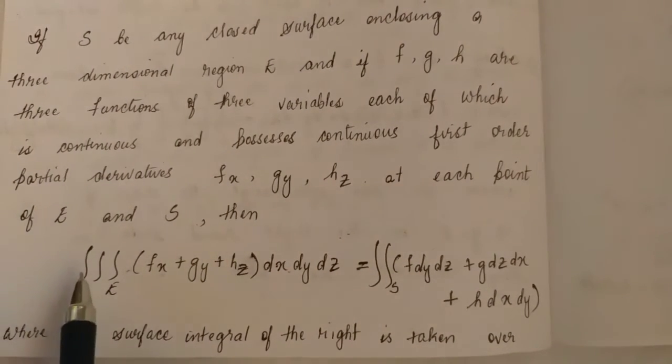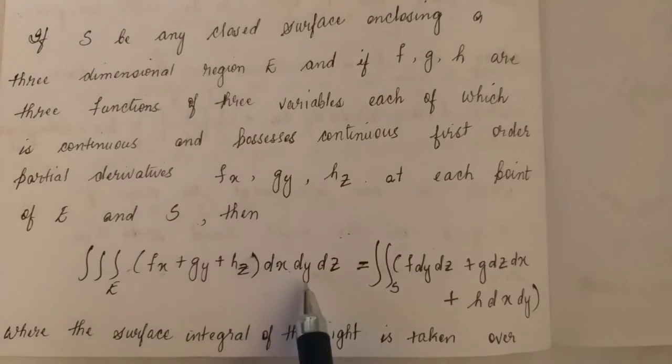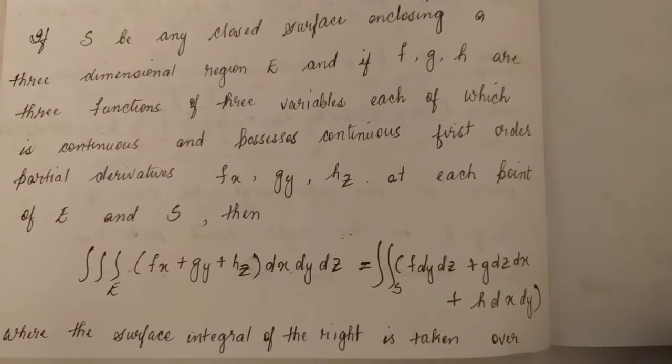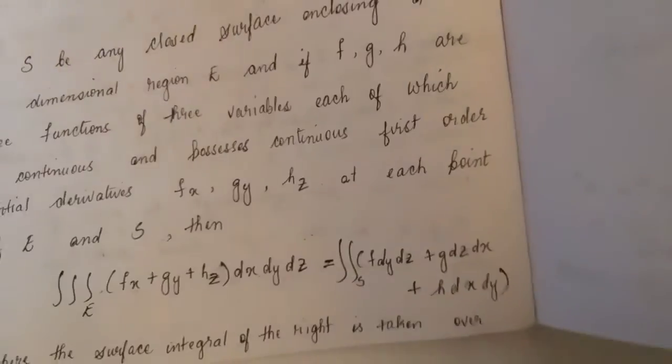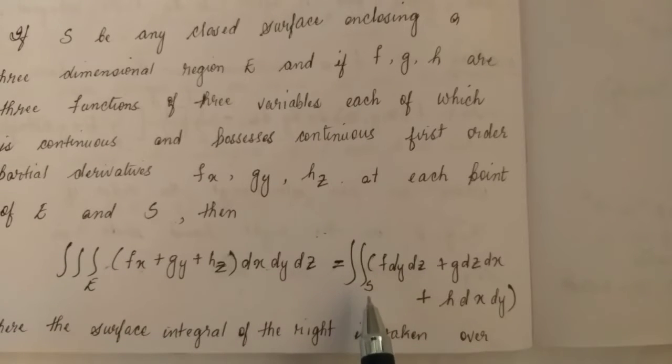in Gauss theorem you have the triple integral over E of f of x plus g of y plus h of z with respect to dx dy dz equal to the double integral over S f dy dz plus g dz dx plus h dx dy, where the surface integral on the right is taken over the exterior of the surface S. Remember, it's taken only on the exterior of the surface S. In Gauss theorem, we're trying to relate the triple integral or the volume integral, where E is the volume, and the double integral over S, where S is the surface.